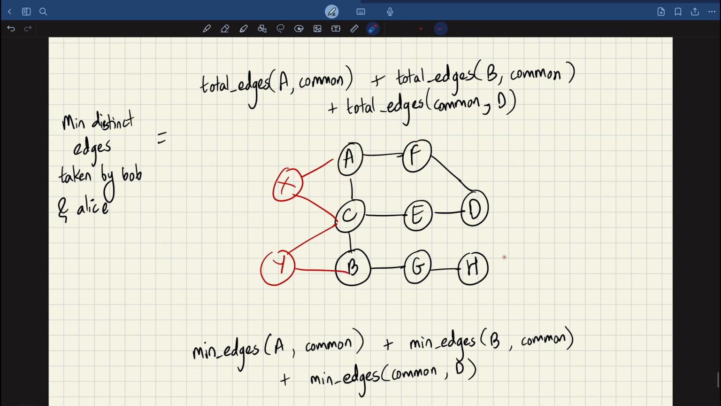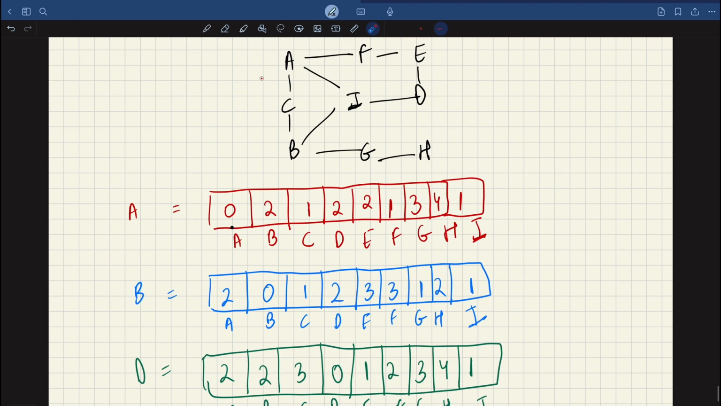Let me show you with an example over here. So let's say this is our new graph. LS is A, Bob is B, destination is D. This first array represents the minimum distance from A to any particular node. For example, the minimum distance from A to A would be 0. The minimum distance from A to B would be 2, right? The minimum distance to C would be 1, right? So basically this array represents the minimum distance from A to any particular node.